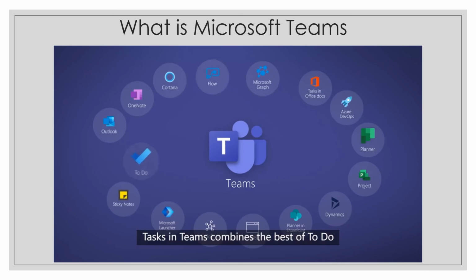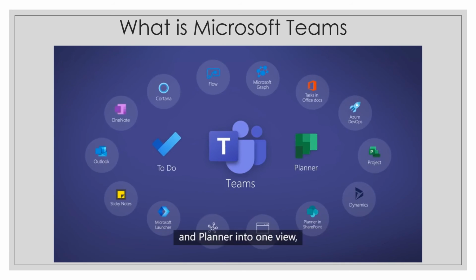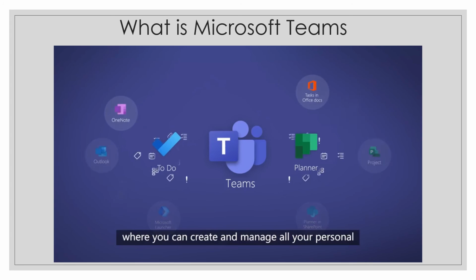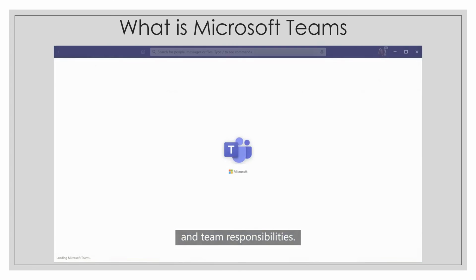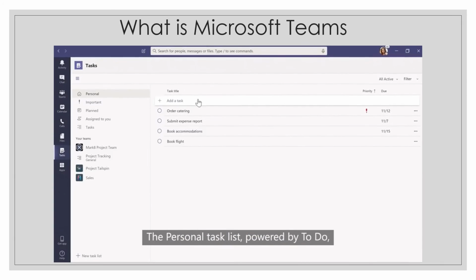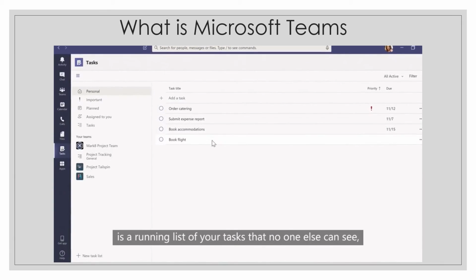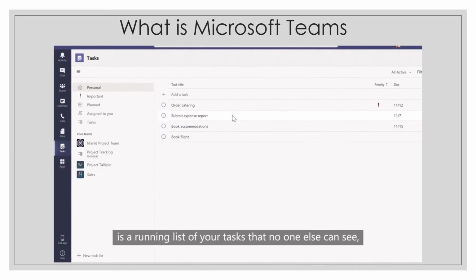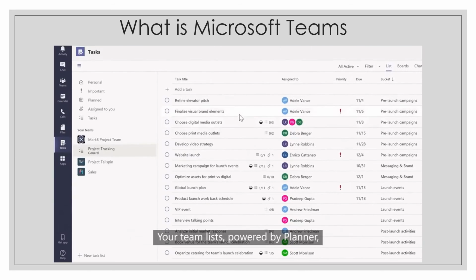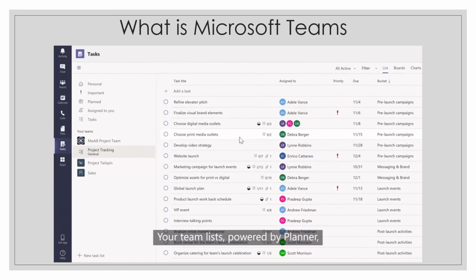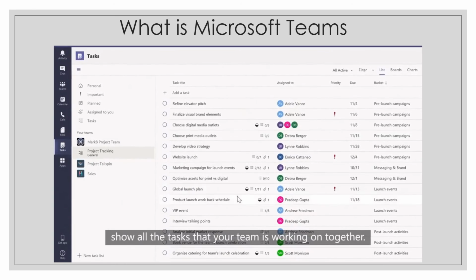Tasks in Teams combines the best of To-Do and Planner into one view, where you can create and manage all your personal and team responsibilities. The Personal Task List, powered by To-Do, is a running list of your tasks that no one else can see, like this reminder to submit an expense report. Your Team Lists, powered by Planner, show all the tasks that your team is working on together.